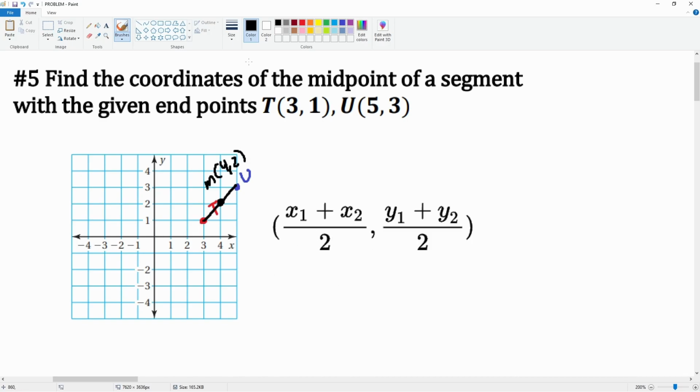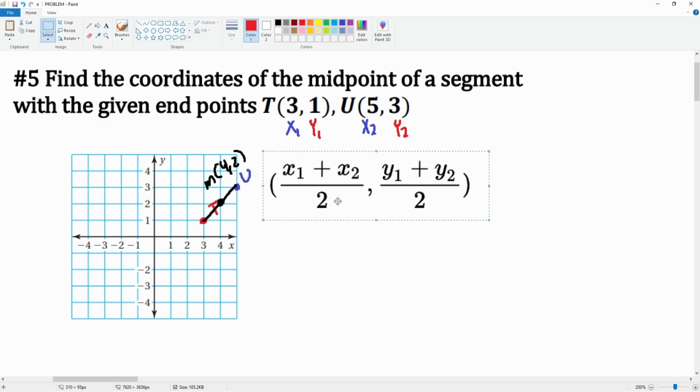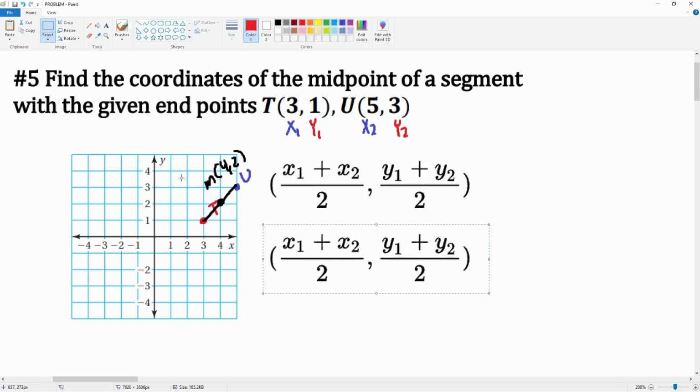What I have here is the formula. Let me label things so you can see it much better. x1 is the first coordinate's x value. x2 is the second coordinate's x value. Then you have y1, which is the first point's y value, and y2 is the second point's y value here. Now we can just grab this equation and plug the values in to see what pops out.